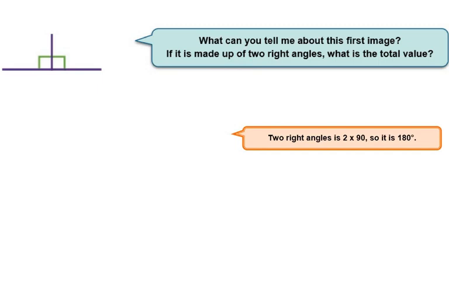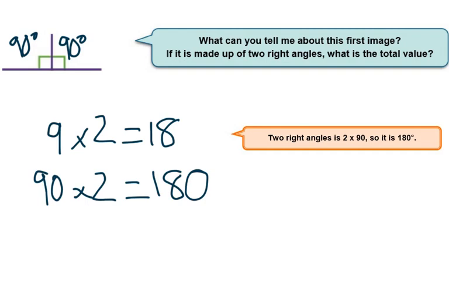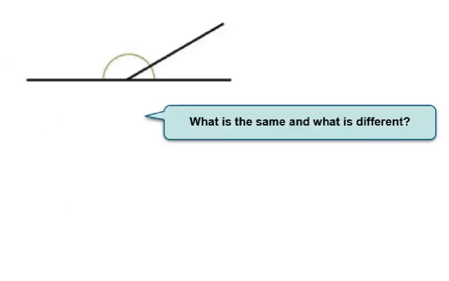I've got 90 degrees here, I've got 90 degrees here, and I know that 9 times 2 is 18. So because it's 90 times 2, I make my answer 10 times bigger by moving the digits one place to the left and putting that placeholder on. So I've made them 10 times bigger, so 90 times 2 is 180, or 90 add 90. So I know that about my straight line.